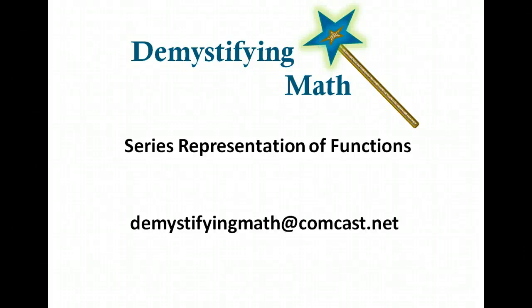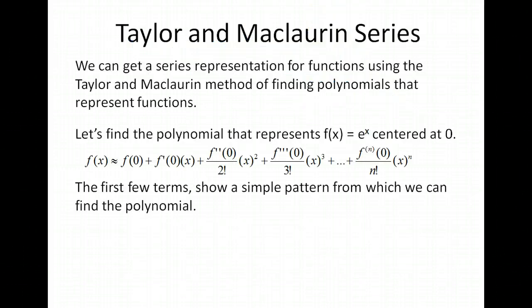In this lesson we're going to be working on series representations for functions. To start off, we want to find a polynomial that closely represents the function e to the x, centered at 0. We can do this using the Taylor-Maclaurin method for finding polynomials. Since we're centered at 0, it's really the Maclaurin method.